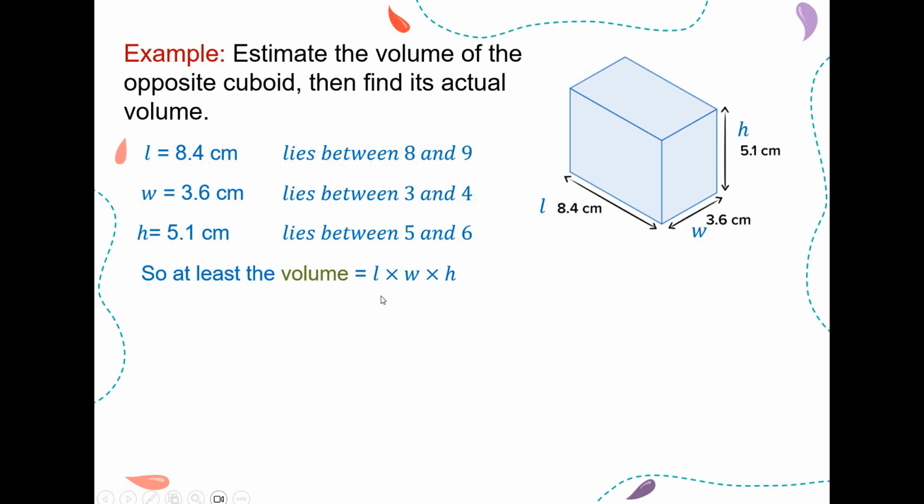At least, the volume will be what? Length times width times height, which are what? 8 times 3 times 5. 8 times 3 equals 24. 24 times 5 equals 120 centimeters cubed.